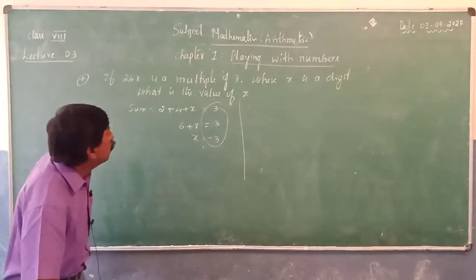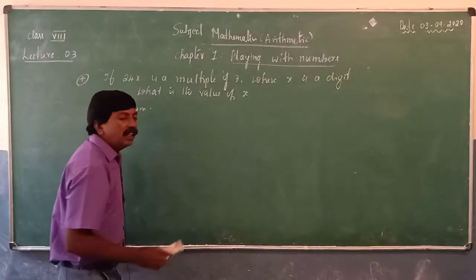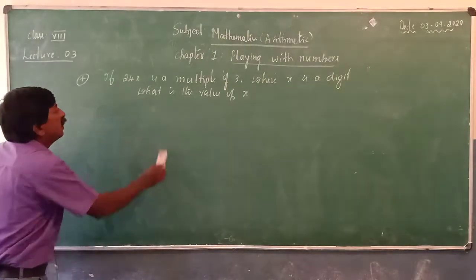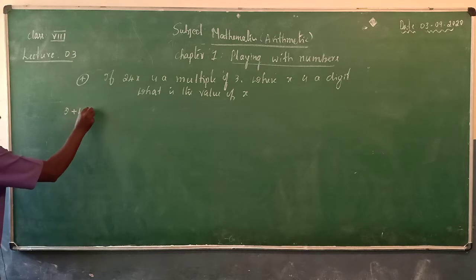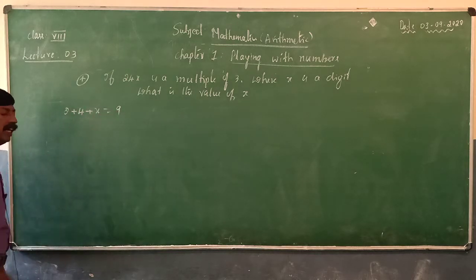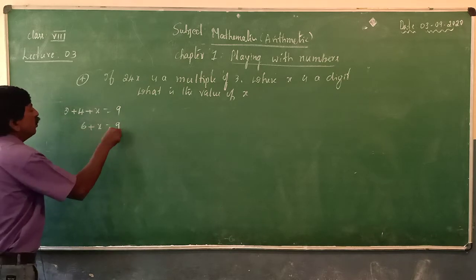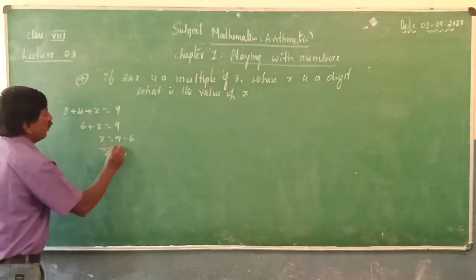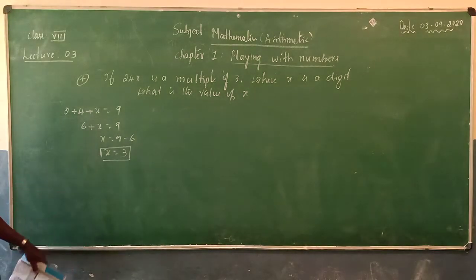Then what do we have to do? What is the best rule we have to adopt here? Same one. So you can go one by one here. Observe carefully. 2 plus 4 plus x is equal to 9. You can consider the same one. 6 plus x is equal to 9. x is equal to 9 minus 6. x is equal to 3. We got one value. Yes, you can verify that one.